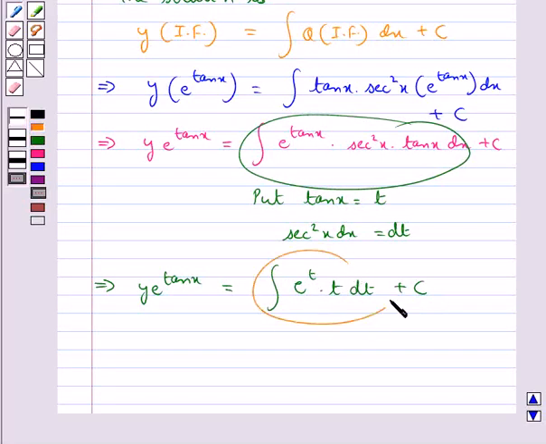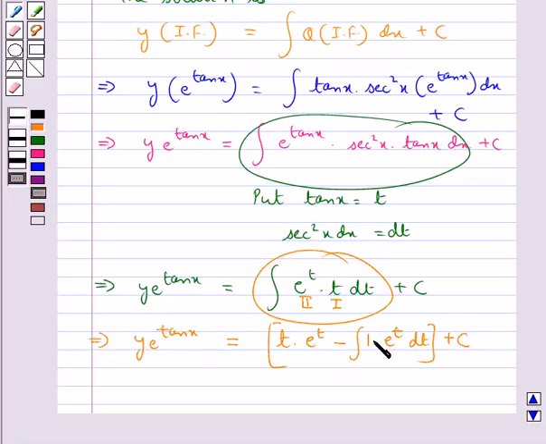Now this integral is solved by integration by parts method by taking t as the first function and e to the power t as the second function. So this would be equal to the first function, that is t, into integral of the second function, that is integral of e to the power t, which would be e to the power t, minus integral of differential of the first function, that is differential of t would be 1, into integral of the second function, which would be e to the power t dt plus c. So we get y into e to the power tan x is equal to t into e to the power t minus integral 1 into e to the power t dt plus c.